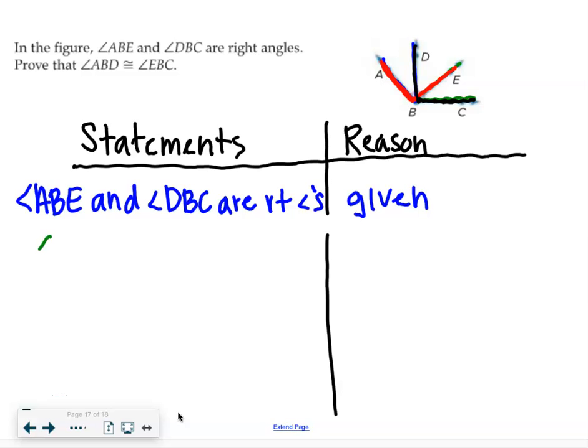So I'm going to say angle ABE equals 90, and angle DBC equals 90. What's my reason for that? Visual? Wait, what do you guys know about right angles? What's their measure? Right. It's just the definition of a right angle. They equal 90 degrees. Don't overthink it, I promise.